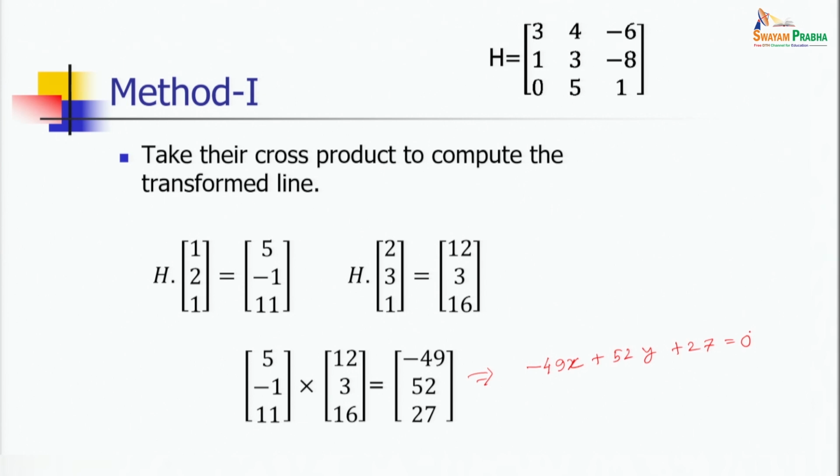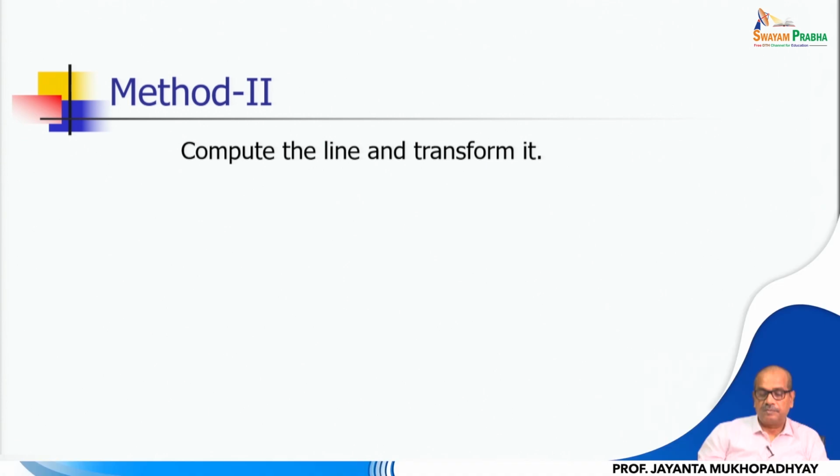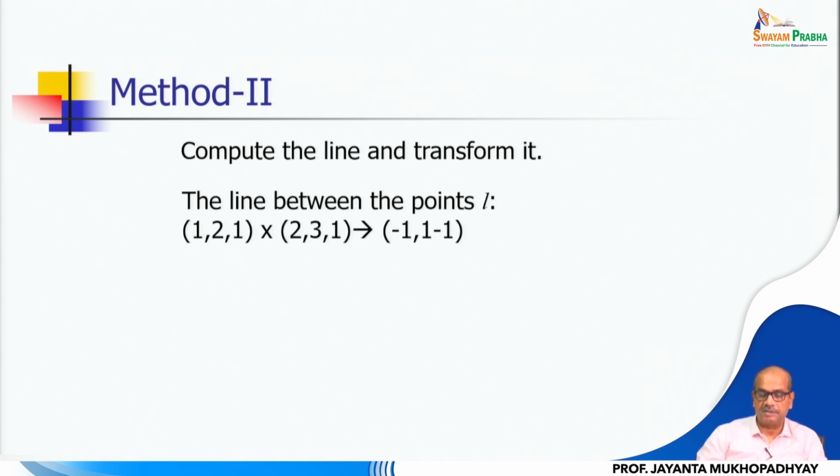So this is the line in the transformed space. What about method 2? Method 2 is the other way. What you can do is first compute the line, as I was telling you earlier also. Just take the 2 points in the source projective space, and from the 2 points you compute the line, you define the line, and from that line you transform, using the transformation transpose of H inverse. So this is what we are going to do. First you are computing the lines.